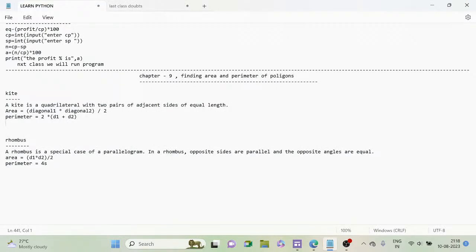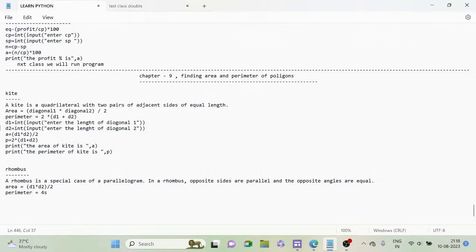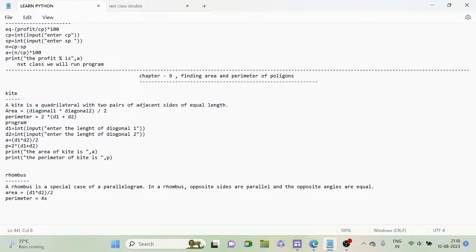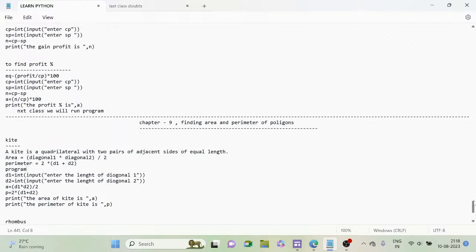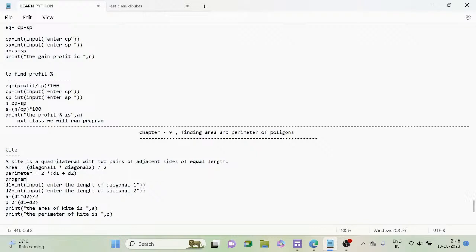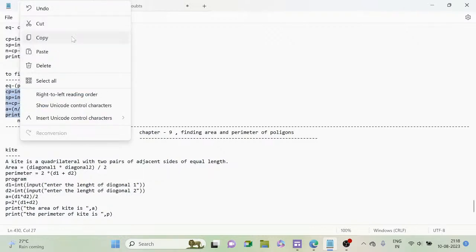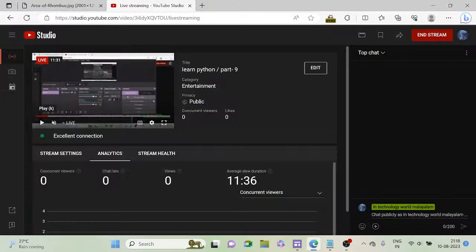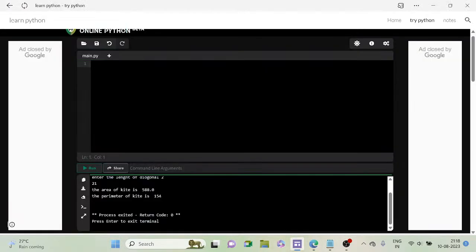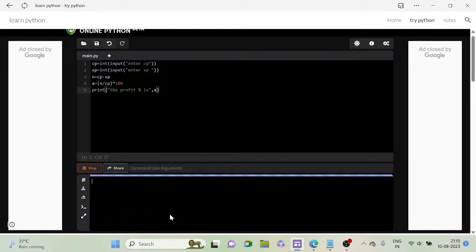In the last class, we discussed the program to find profit percentage. There was less availability of internet and we were not able to run the program, so I said that today we will run it. So now let's run that program we did last class.